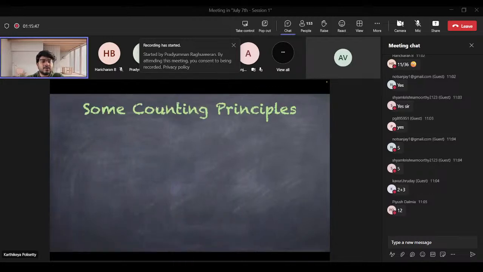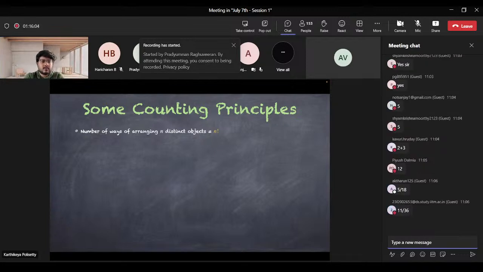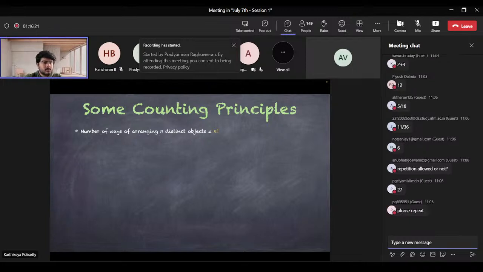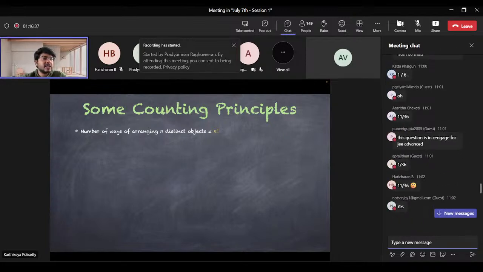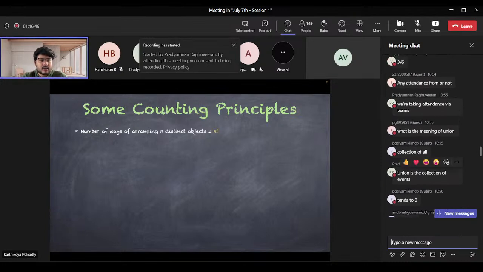Then some basic counting principles. Number of ways of arranging n distinct objects. So for this, let's take an example: number of three-digit numbers formed using 1, 2, and 3. Like number of ways of arranging n distinct objects such that none of them is repeated. Like, see, how many three-digit numbers containing distinct digits you can form using 1, 2, and 3. Yeah, it's 3 factorial.